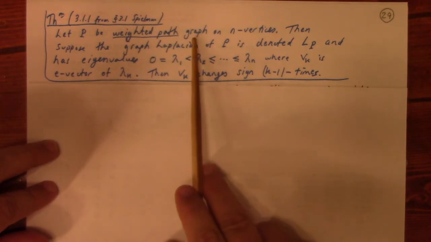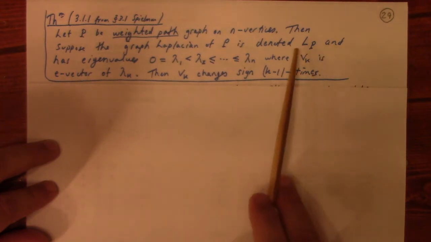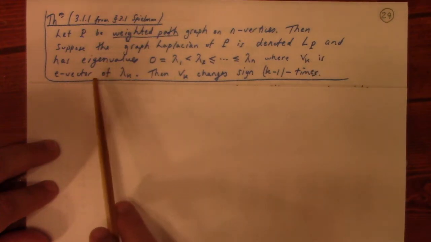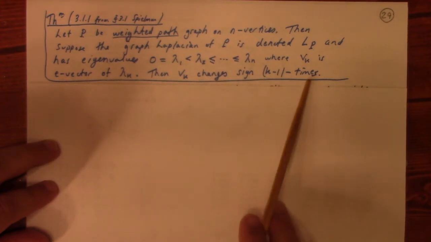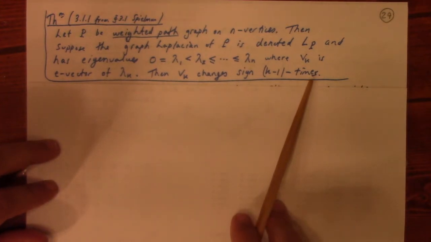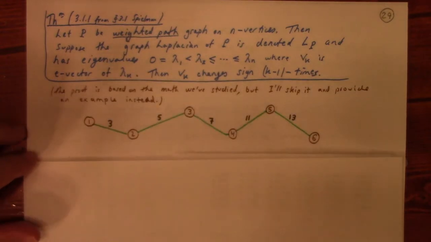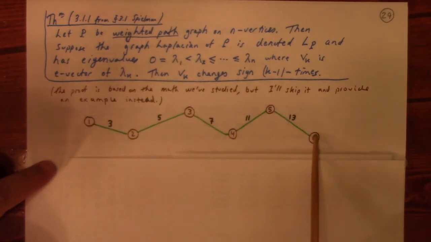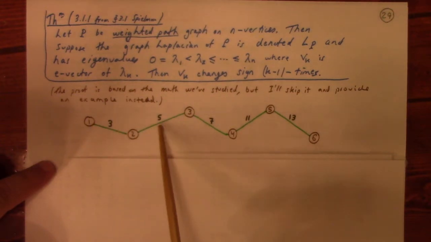So let P be a weighted path graph on n vertices. Suppose that the graph Laplacian of P is denoted L sub P and it has eigenvalues lambda 1 through lambda n, where v_k is the eigenvector of lambda k. Then, here's the punchline, v_k changes sign k minus 1 times. In other words, that thing we observed for the weight 1 path graph continues to happen for weighted paths. That's pretty cool. Here's an example. If we take this 6 vertex path, there are 5 edges, and I gave them odd weights, 3, 5, 7, 11, 13.